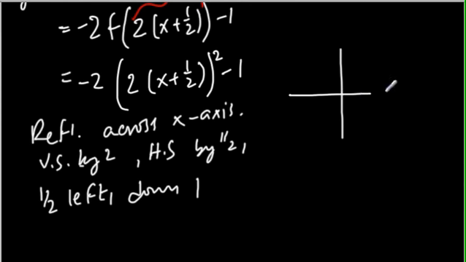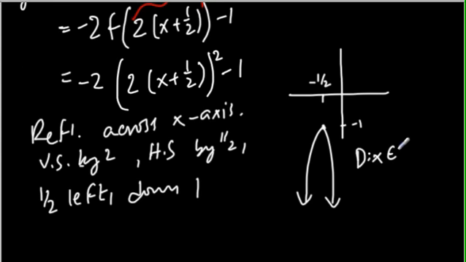Since it's a reflection across the x-axis, it's facing down, and the stretches won't really change the direction, they'll only change the shape of it. So it's half to the left, so it's negative half here, and down 1, so it's negative 1 here. So here we go, and it's facing down. So x is an element of reals, and the range is y is an element of reals, y is less than or equal to negative 1, because it's facing down from negative 1 there. Okay, so let's move on to the next section.